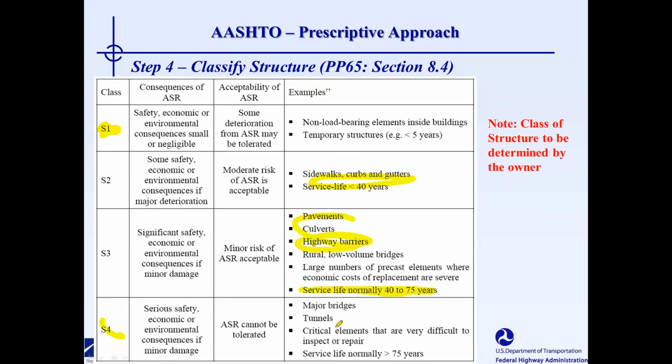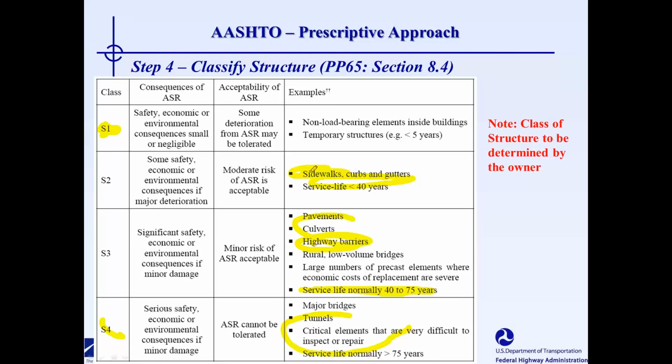To S4, which are major structures. And essentially what we're saying here is that if we're building a sidewalk, we could at least accept some level of risk. Whereas if we're building a dam or a tunnel or a major bridge, we really can't accept any level of risk because the consequences are too high. Now I think this deserves some explanation. We're not saying here that sidewalks are unimportant. What we're saying is that you could accept some risk of ASR in our structure.